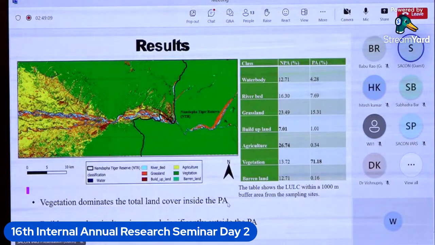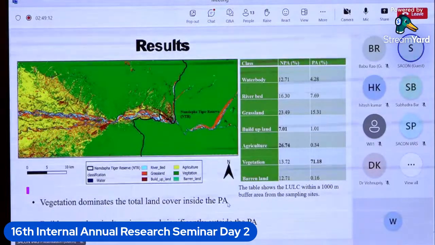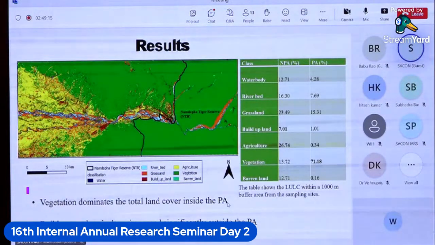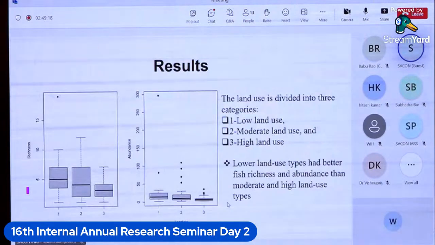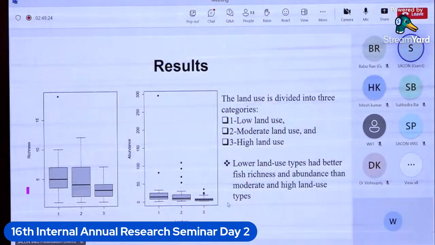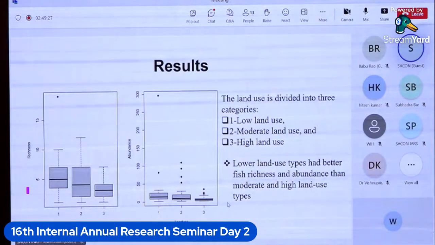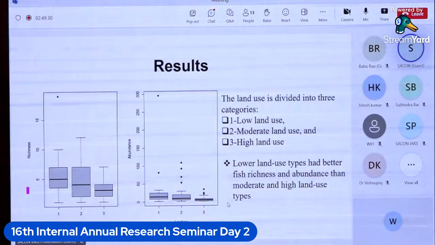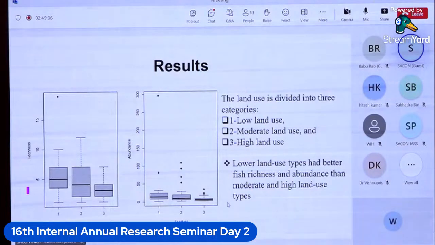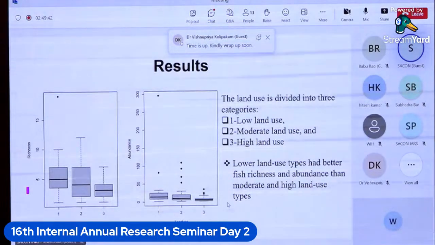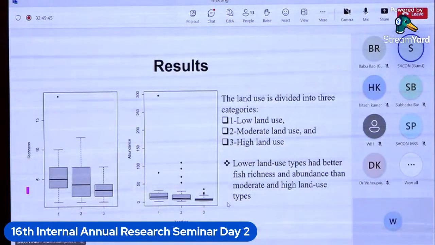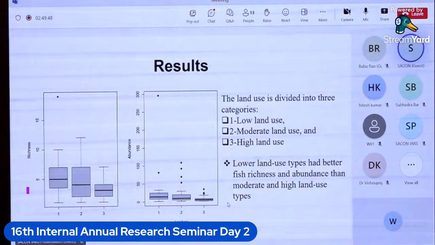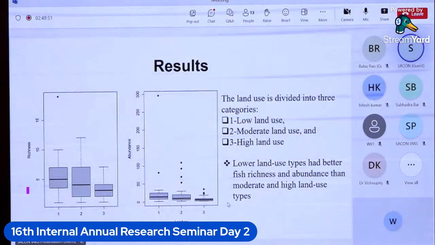So this might also pose a potential risk for the riverine ecosystem. To understand that, we classified the land use based on three categories: low land use, moderate land use, and high land use. Low land use has nothing on the banks within 1000 meters; moderate has agriculture or irrigation on one side and forest on the other side. So we found lower land use had better diversity than the others.